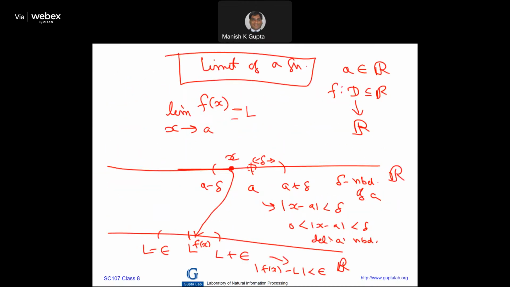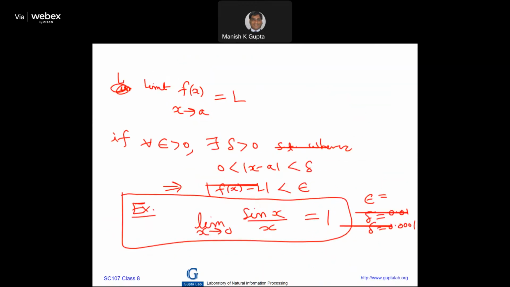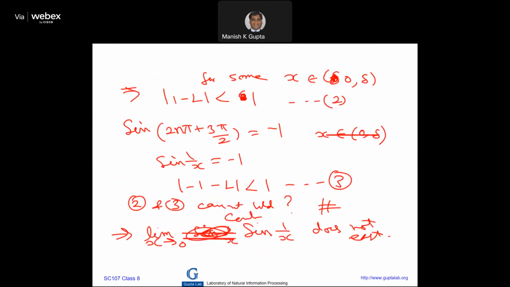So this was the definition of limit of a function, right? I think you remember. For every epsilon positive, there is delta positive such that whenever 0 is less than mod of x minus a is less than delta, mod of f of x minus L is less than epsilon, right? And remember this 0 is required because many times the function may not be defined at a. For example, sin x by x is a well-known example. Anyway, this is all about limit.